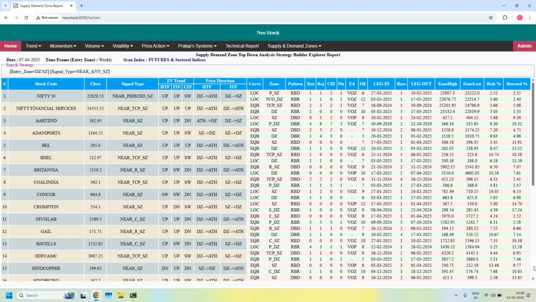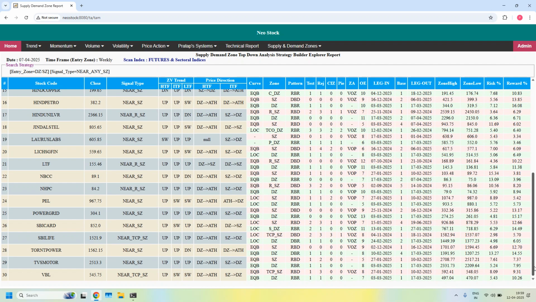Any pierced zone strategies on this weekly supply zone might be strong. We may not be knowing. We have seen how strong the pierced zones inside the demand zones in NIFTY. The weekly pierced inside monthly demand zone, we have seen very strong. Okay, now I am scrolling the list down. Total 30 stocks are filtered.